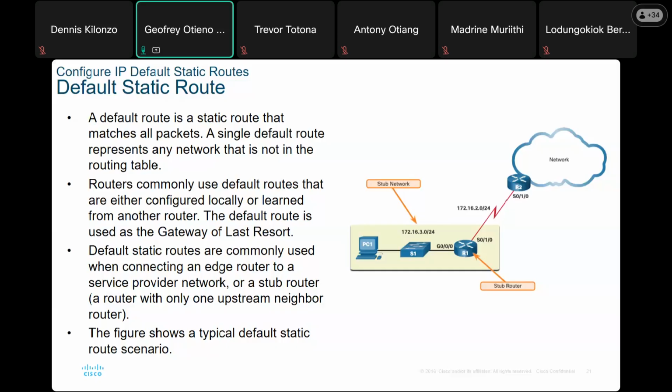So routers commonly use default routes that are either configured locally or learned from another router. The default route is used as the gateway of last resort. If the default route is not configured, then that is it. You will not be routed within the network there. So that's actually what I wanted you to take note of. So you can see R1 and R2. Yeah, stub router.